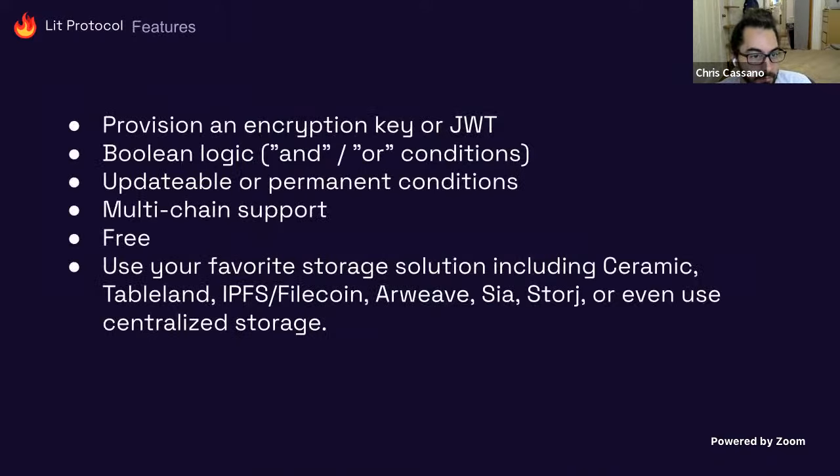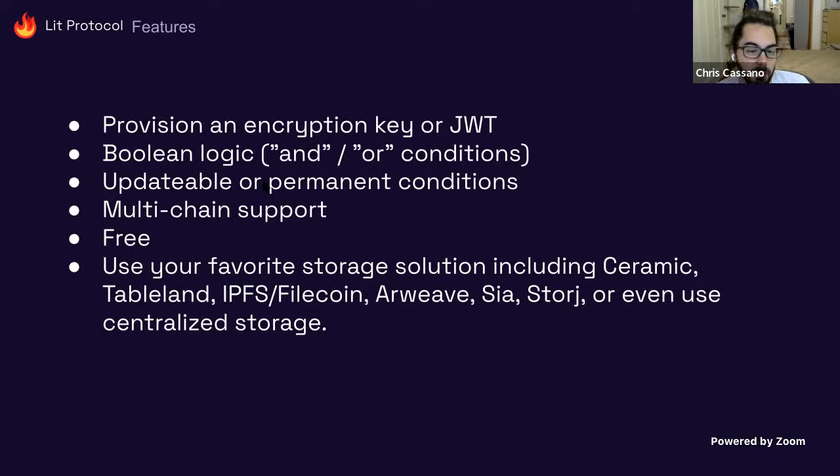Okay, features. Let's talk about some of the different things you can do with Lit in terms of some of the more advanced features. Obviously, we talked a lot about provisioning an encryption key or a JWT. We also support Boolean logic, which is and/or conditions. So you can combine multiple things, like the user has to be in a DAO and own this NFT and have more than 2 ETH or whatever. And you can use those across EVM chains. So you could say this user has to own a CryptoPunk on ETH and be in a DAO on Polygon, and that's the only way that they can access this content.